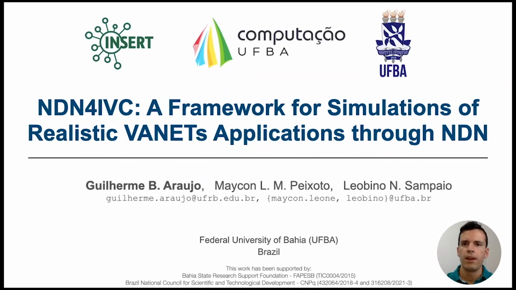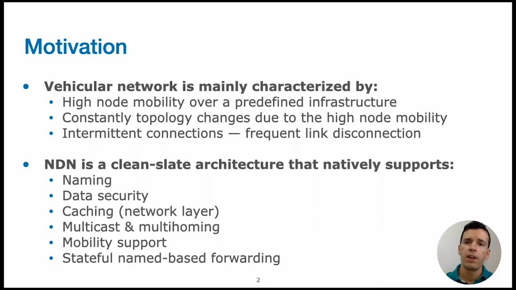Hello everybody, I'm Guilherme presenting NDN4AVC, a framework for simulations of realistic VANET applications over the NDN architecture. Vehicular networks are mainly characterized by high node mobility with constant topology changes and intermittent connections. NDN is a clean slate architecture that can effectively solve many problems caused by the conventional Internet architecture. NDN focuses on information rather than location, and NDN natively supports naming, data security, caching, multicasting, multi-homing, mobility, and naturally avoids routing loops.